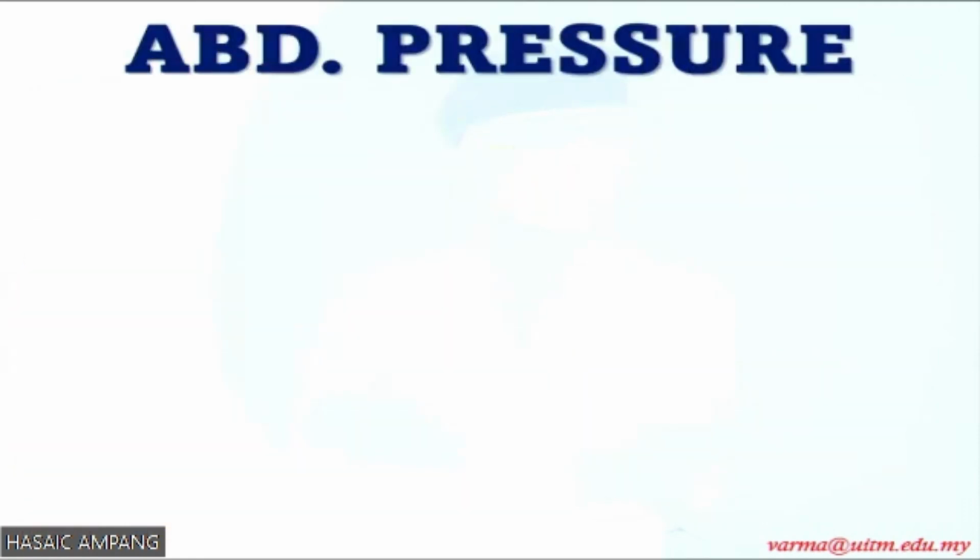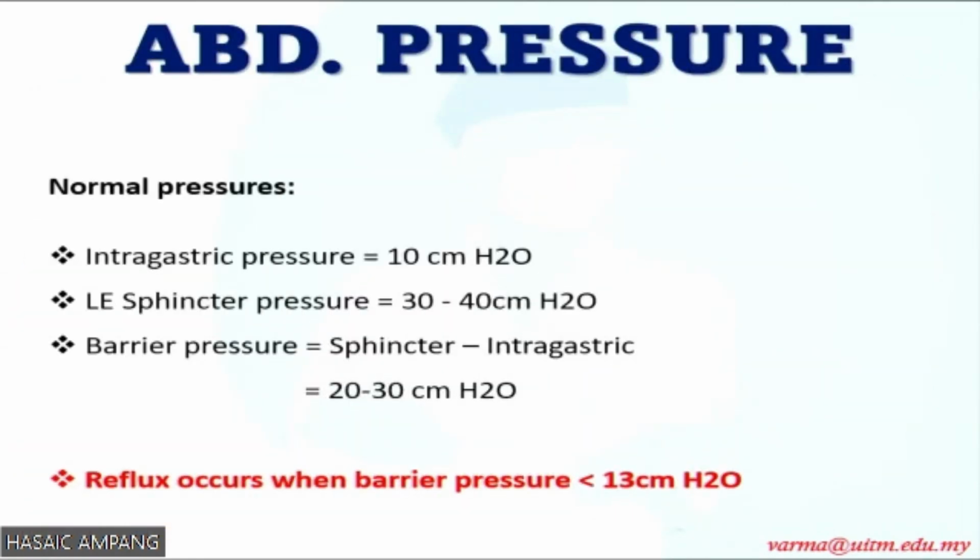Okay, next, abdominal pressure. Your intragastric pressure at rest is 10 centimeter water. But your lower esophageal sphincter has a higher pressure, 30 to 40 centimeter water, to prevent reflux of gastric content. So the barrier pressure is sphincter minus the intragastric, 20 to 30 centimeter water. If this pressure is maintained, there is no reflux. If the pressure drops below 13, or 15, I can take it as 15 as well, reflux can possibly happen. So that is about the lower esophageal sphincter.